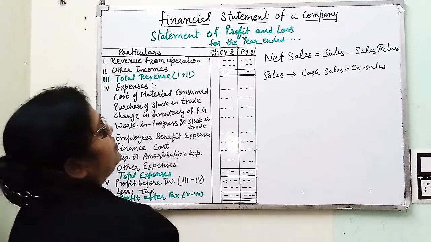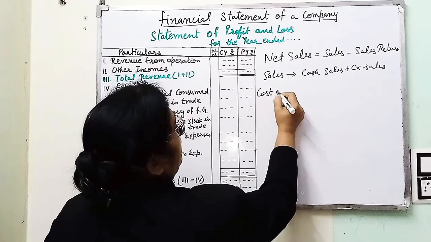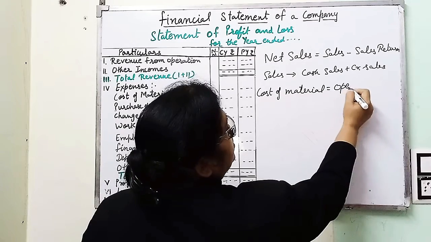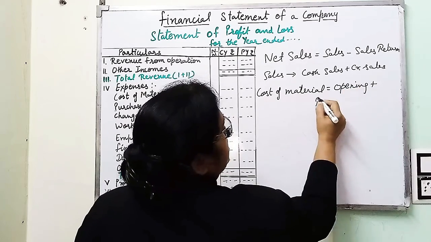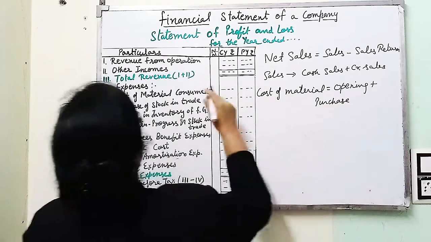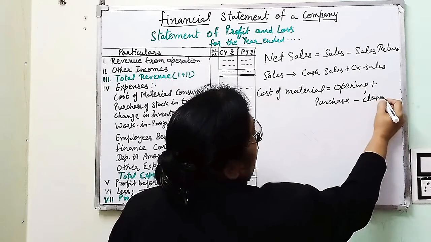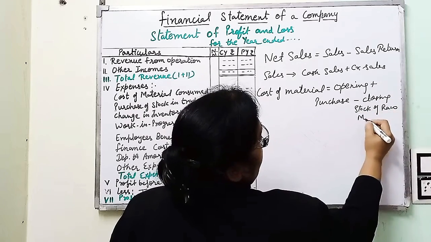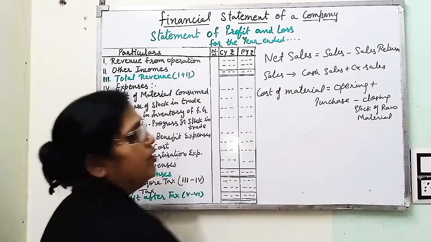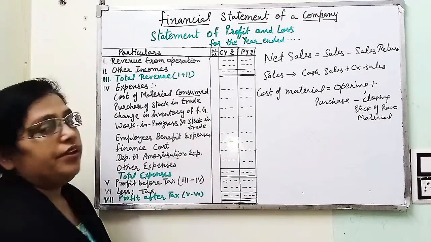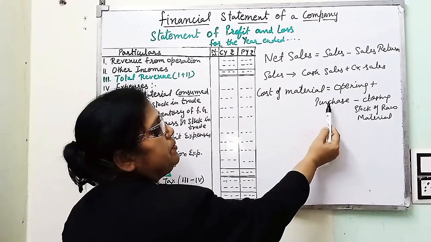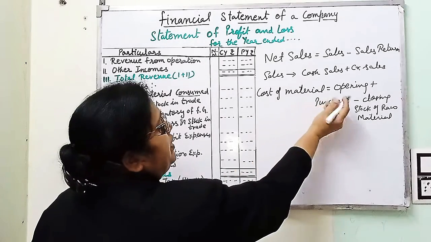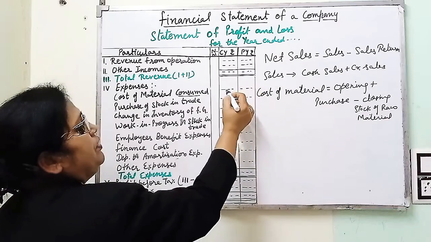So cost of material consumed is equal to opening stock of raw material plus purchases of raw material minus closing stock of raw material. Means consumption during the year can be calculated with the help of opening plus purchases minus closing of raw material. And the amount which will be calculated with the help of this formula has to be written here.